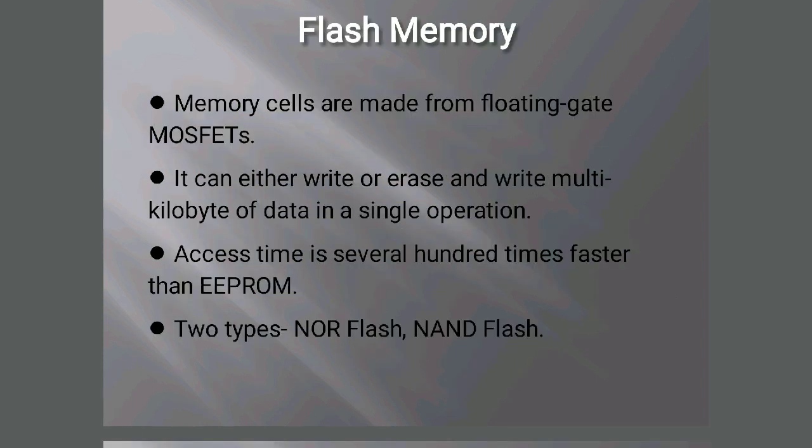Flash memory. Memory cells are made from floating gate MOSFETs. It can either write or erase and write multiple kilobytes of data in a single operation. Access time is several hundred times faster than EEPROM. There are 2 types: NOR flash and NAND flash.